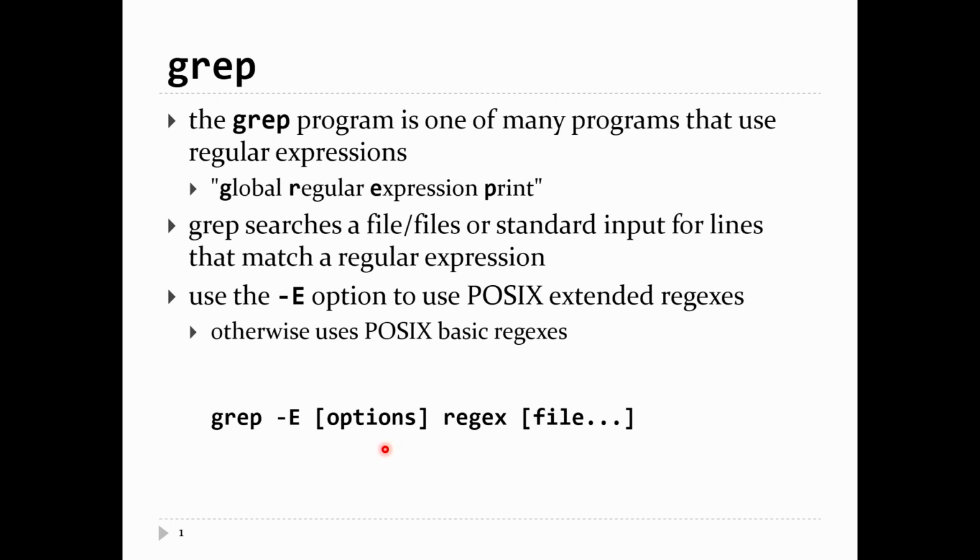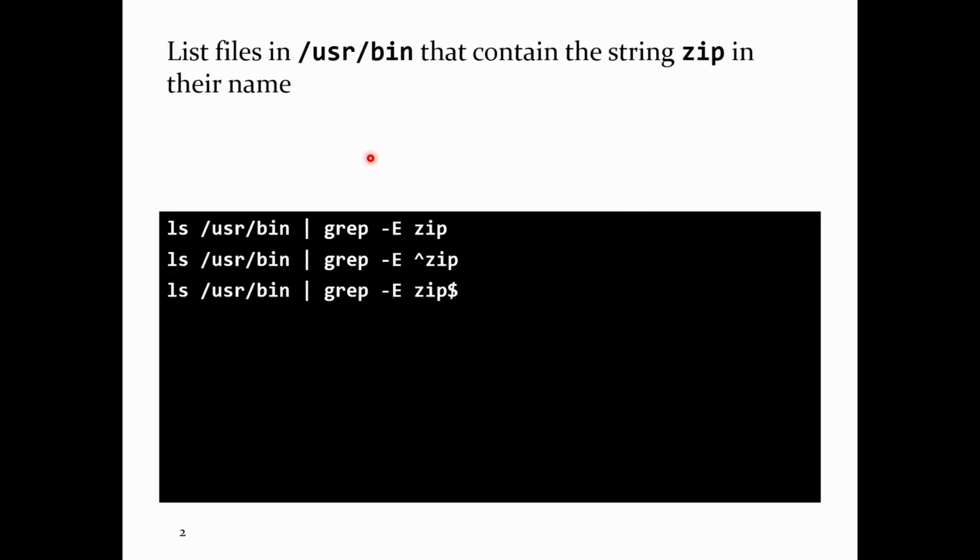So grep's just a command. You can feed it some options; look at the man page, there's a whole bunch of them. You give it some regular expression, and then you give it one or more files in which to search for lines that match the regular expression. Okay, it'll also read standard input if you don't give it any files.